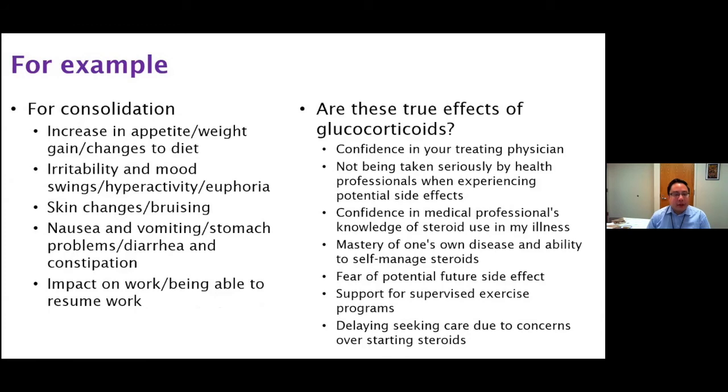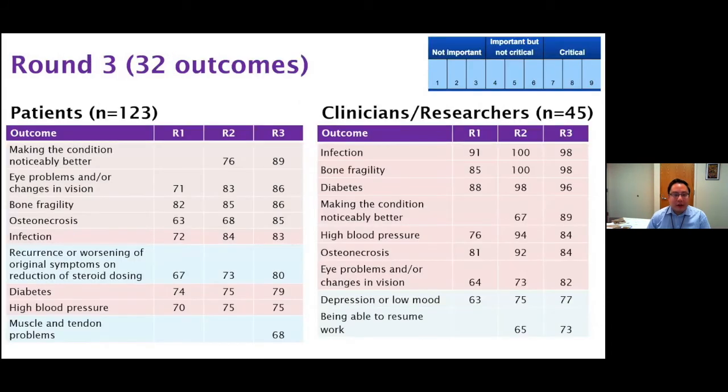So some items for consolidation included increase in appetite, weight gain, and changes to diet, skin changes and bruising, and then questions about were these outcomes true effects of glucocorticoids or not were things like confidence in your treating physician and not being taken seriously by health professionals when experiencing potential side effects. So for round 3, this was slimmed down to 32 outcomes.